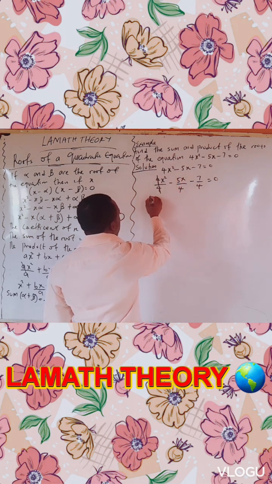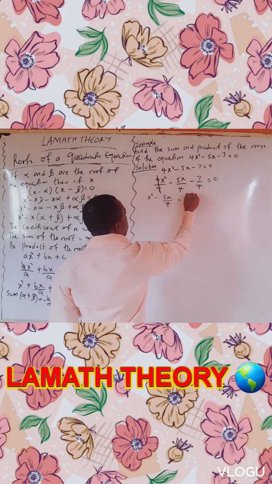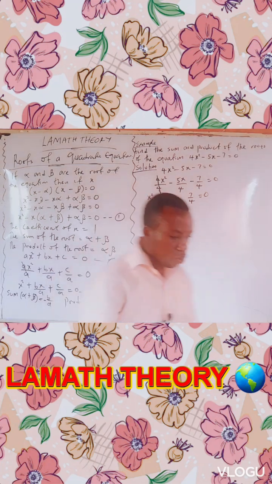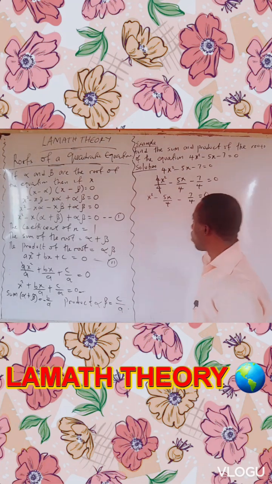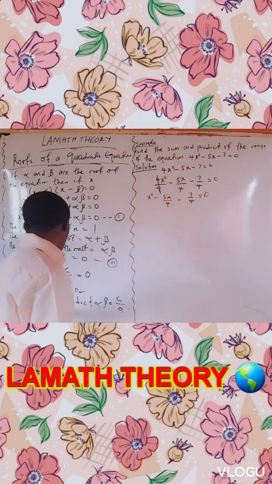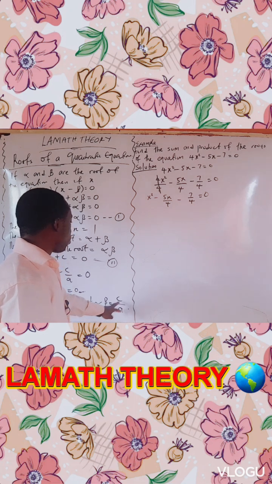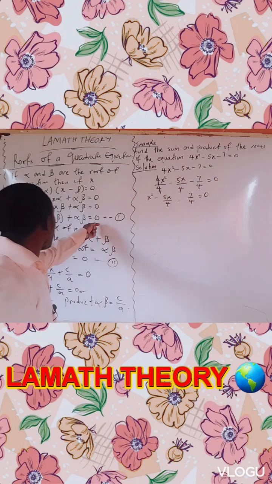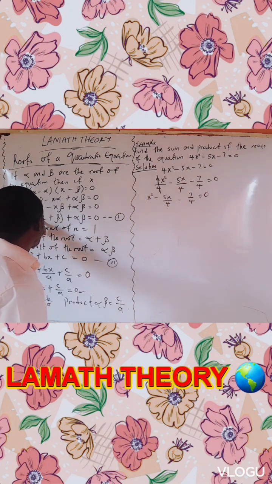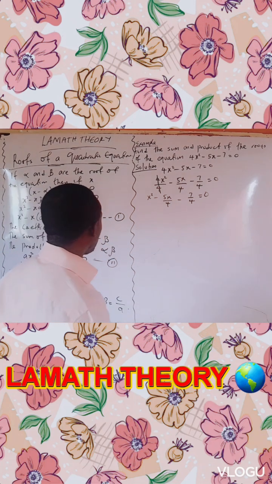Are we together? So we have x squared minus 5x over 4 minus 7 over 4 equals 0. Now let's go back to our formula. The sum, alpha plus beta, equals minus b over a. The product, alpha beta, equals c over a. Our equation 1 here is telling us that we have x squared minus s, open bracket alpha plus beta, close bracket, plus alpha beta equals 0.